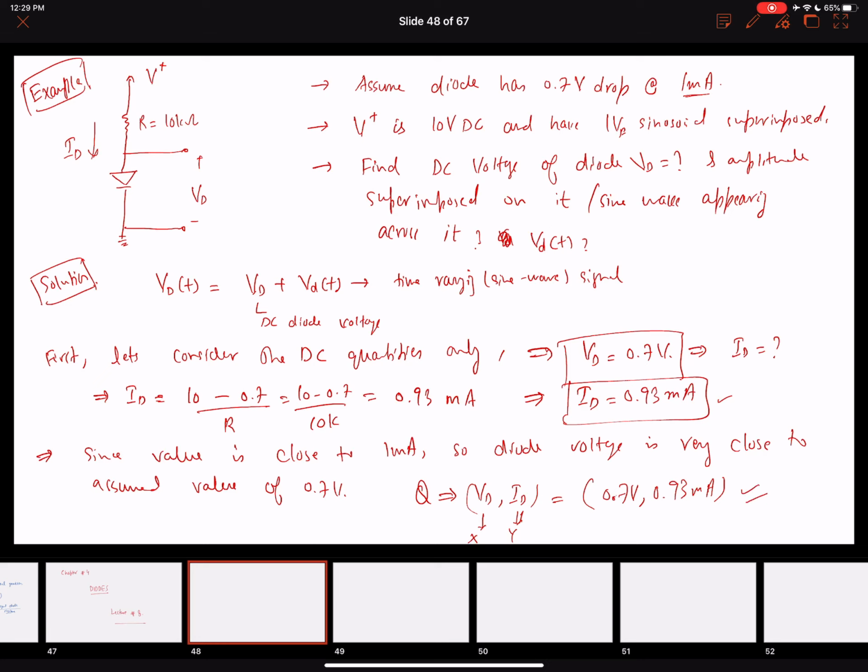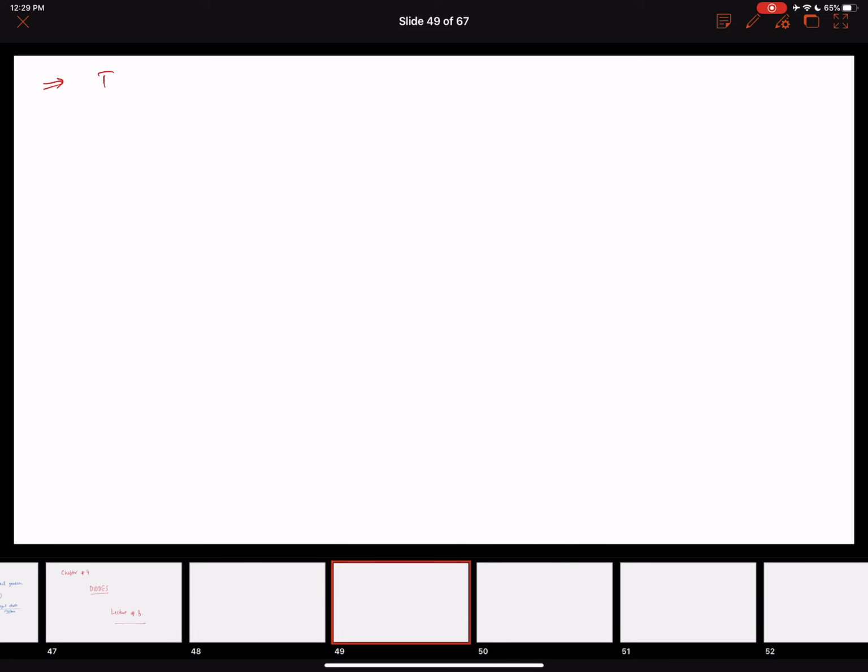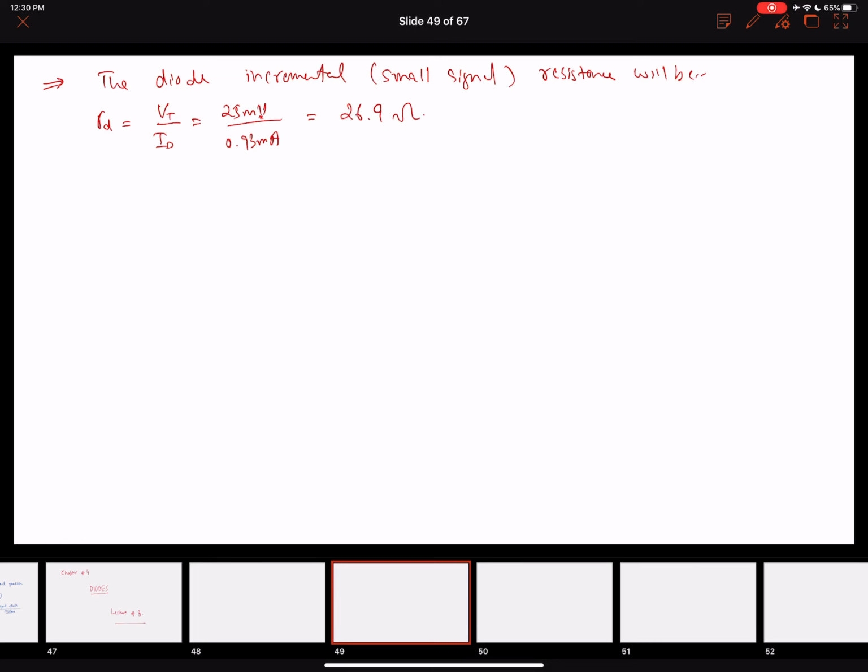So considering these two values, the diode incremental small signal resistance will be, we saw that the value of RD equals VT over ID. VT is 25 millivolts at room temperature, and ID is 0.93 milliamperes. So the value of RD is going to come out to be 26.9 ohms. So this means that I can model my diode with this resistance RD for small signal operation.